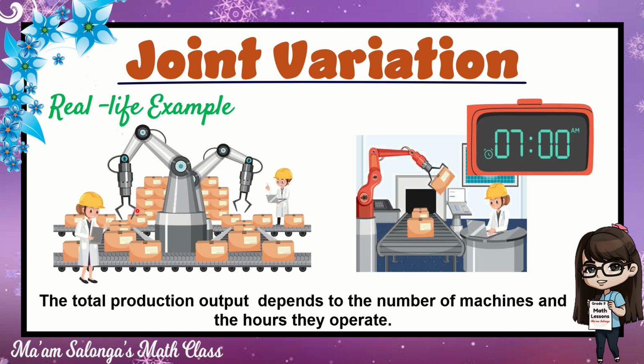Next, a real-life example is the total production output, which depends on the number of machines and the hours they operate. So, ang total production output ng isang product ay nagva-vary sa number of machines na gumagawa ng isang product at kung gaano katagal ito mag-ooperate.